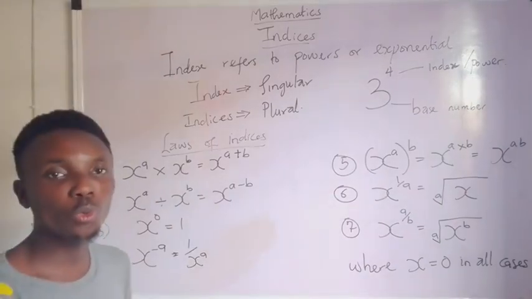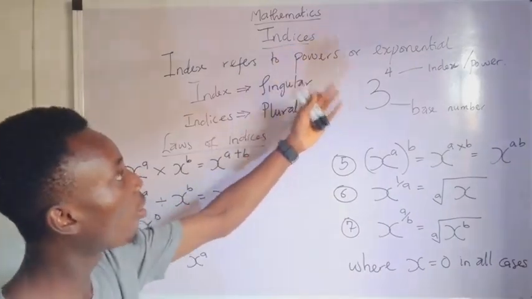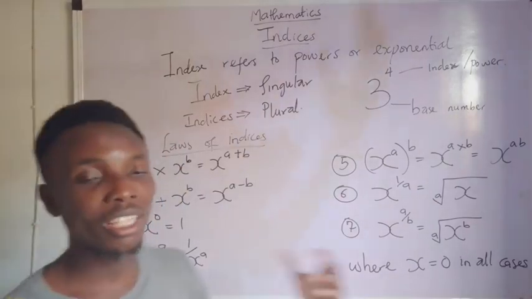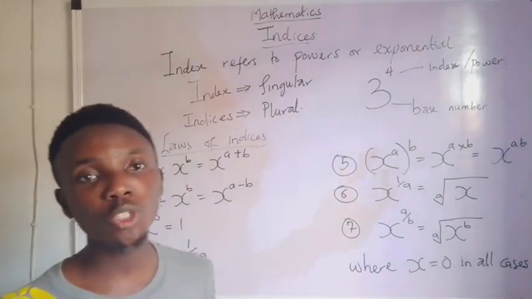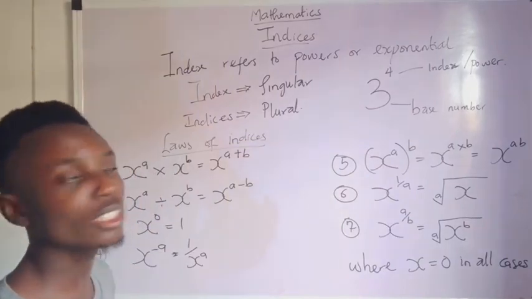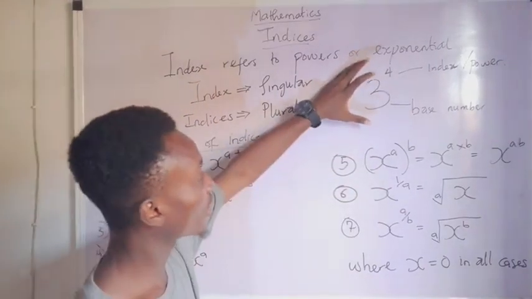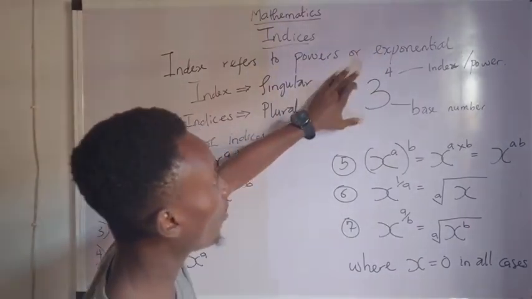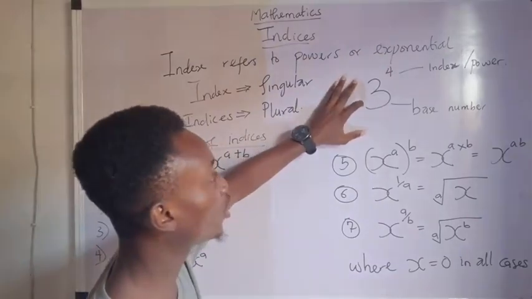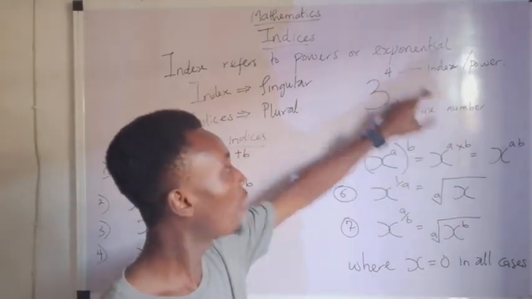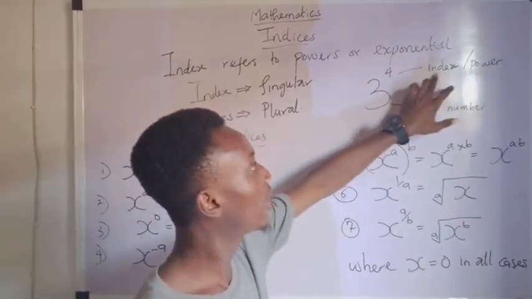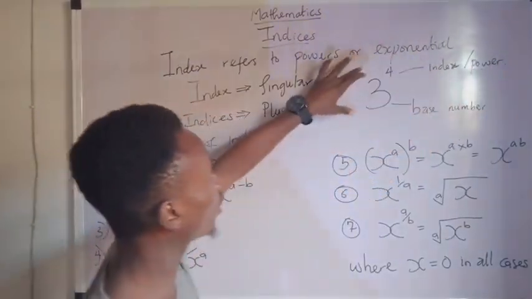Indices actually refers to what we call our power or our exponential. When you see 2 raised to power 3, 5 raised to power 2, I'm sure you must have been doing that from your primary school days. So you have this 3 raised to power 4, and this number down here, 3, is known as the base number, while 4 is known as the index or power. The index or power. Now how does this work?